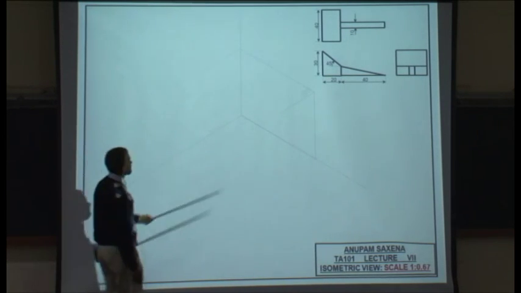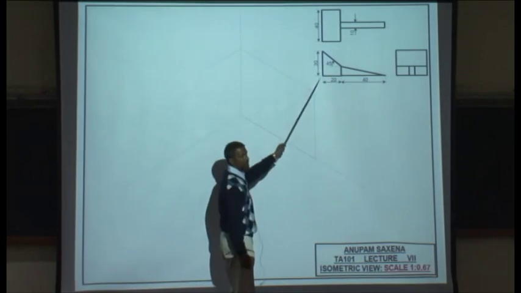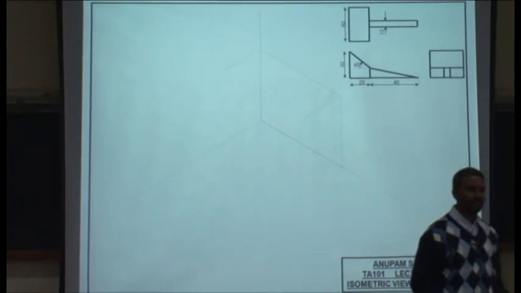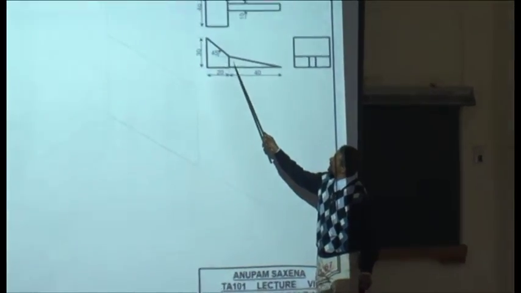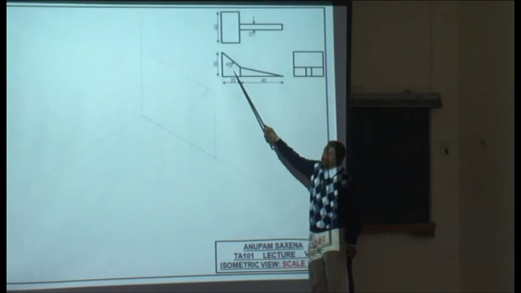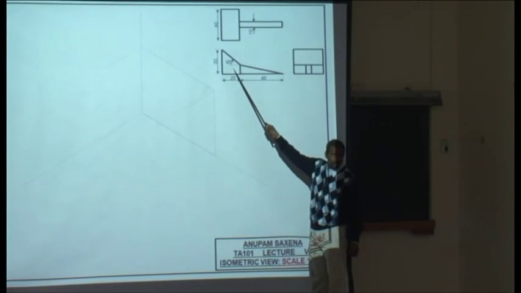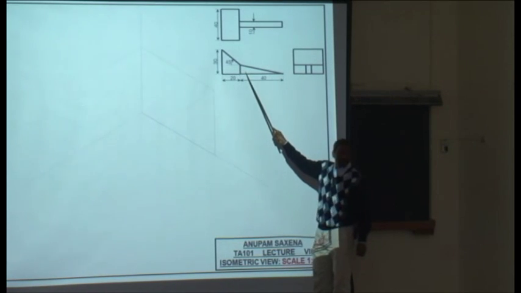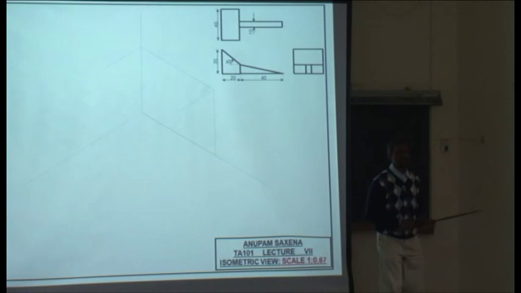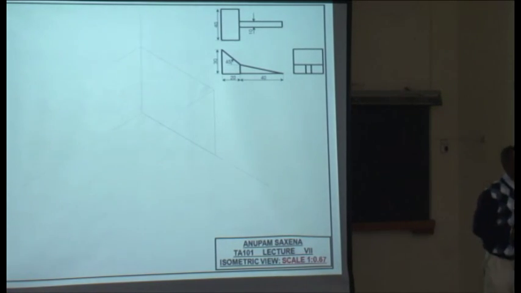So if you look at this object, you would see that this is a fevicol joint. If you look at this object, it's composed of two features, okay? This one is a block, a slanted block, and this one is like a tapered rib, okay? So let me draw the bounding box for the slanted box.